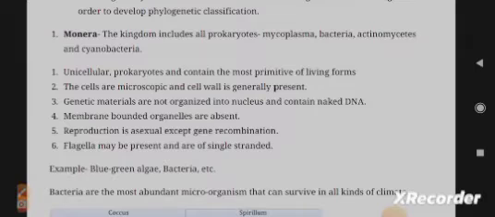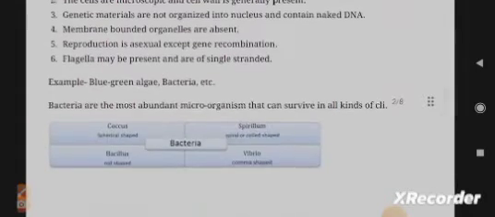Example: BGA, bacteria, etc. Bacteria are the most abundant microorganisms that can survive in all kinds of climate. Bacteria are of coccus, spherical; spirillum, spiral or coil; vibrio, comma; and bacillus, rod-shaped.